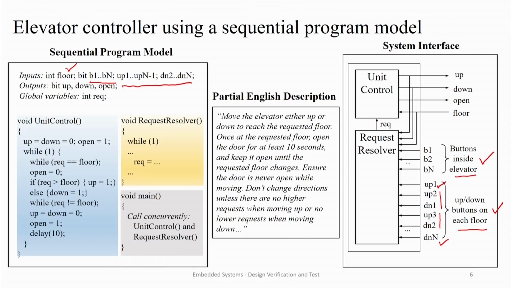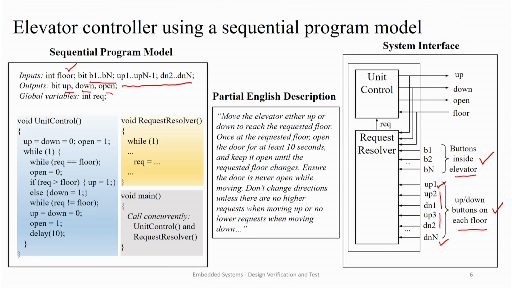Now, the elevator controller will output, what will it output? It will generate control outputs: up, down or open. So, up will mean that the elevator has to go up. Down will mean that the elevator has to go down. Open will mean that the door of the elevator has to open.